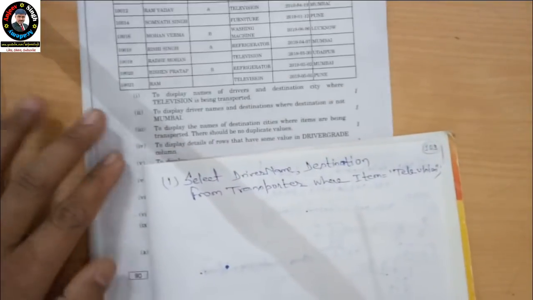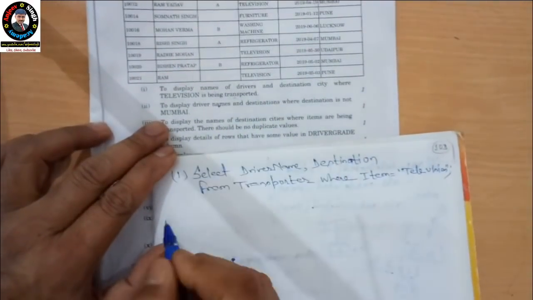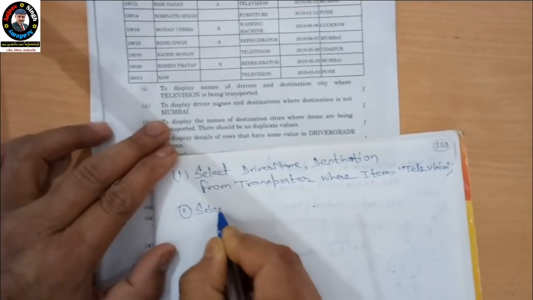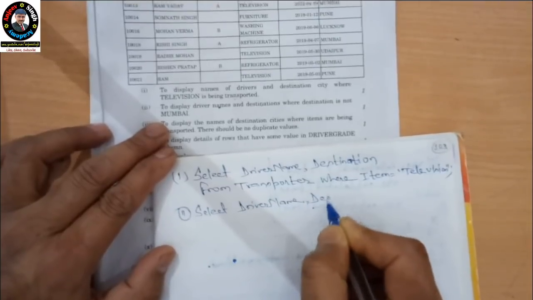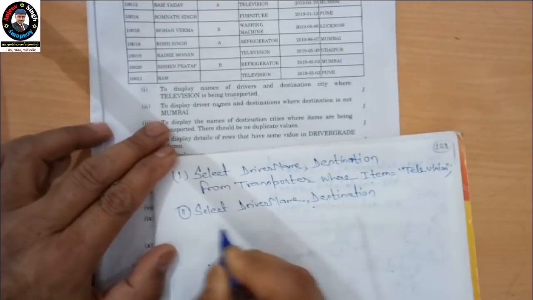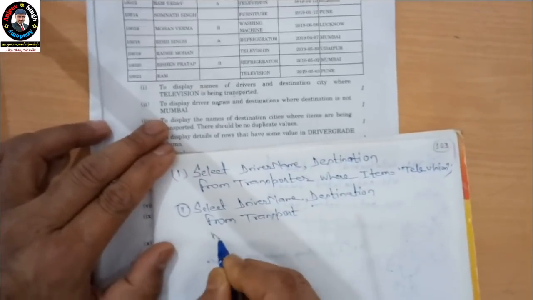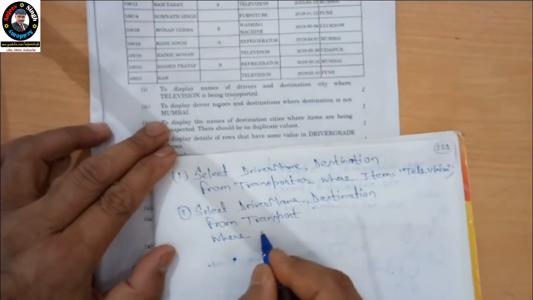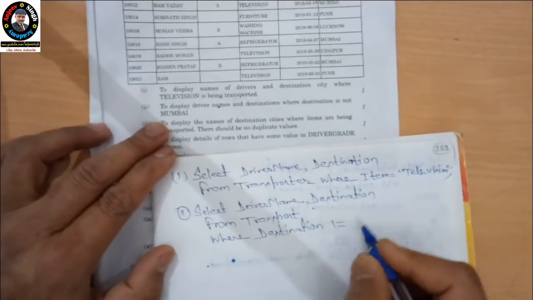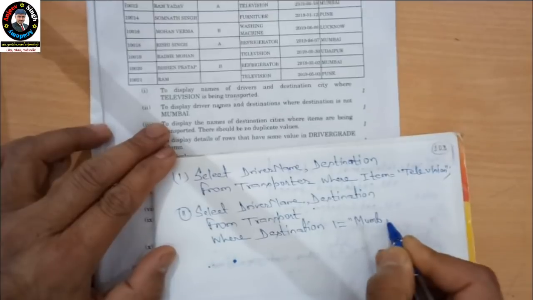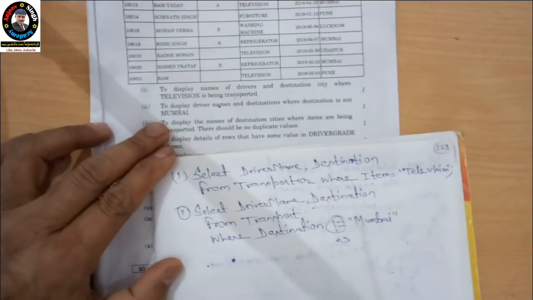The next question is to display driver names and destination where destination is not Mumbai. Means you have to display driver name and destination. Again, the query is this: select driver name, comma, destination from transporter where destination is not Mumbai, where destination not equal to Mumbai. Yeah, not equal to, you may write in this way also. Okay, so not equal to Mumbai.